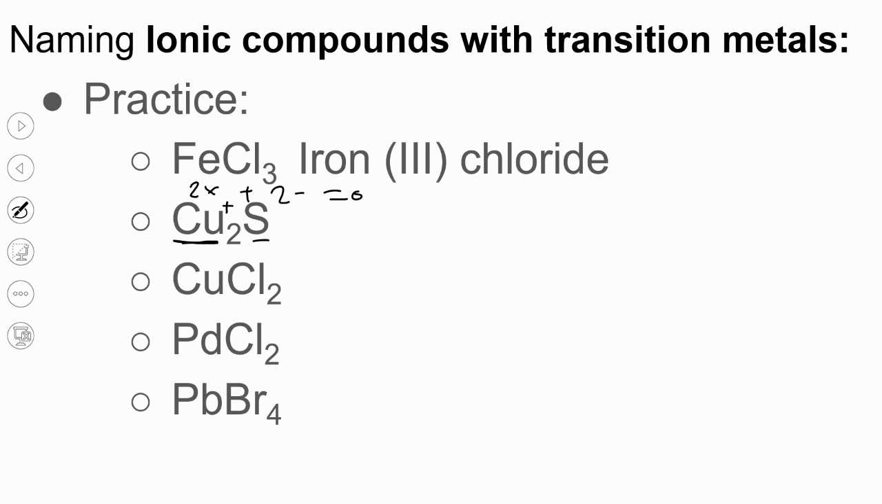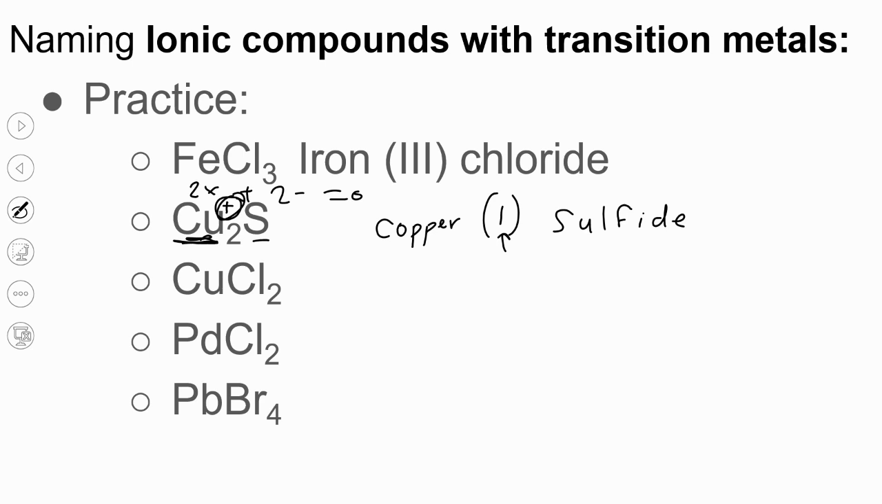So what are we going to call this? Copper, and then what's the charge? The charge is 1. This is the charge, not the number of things. Copper 1. Copper 1 sulfide. Okay, makes sense? Do you want to do the next one?